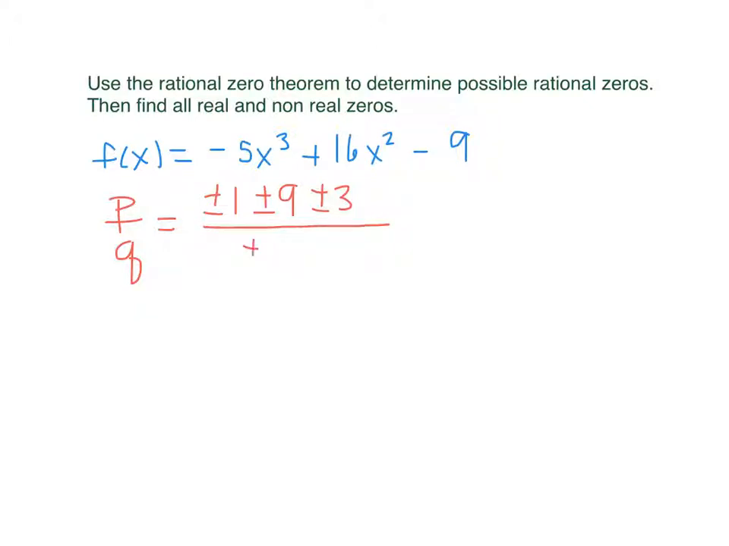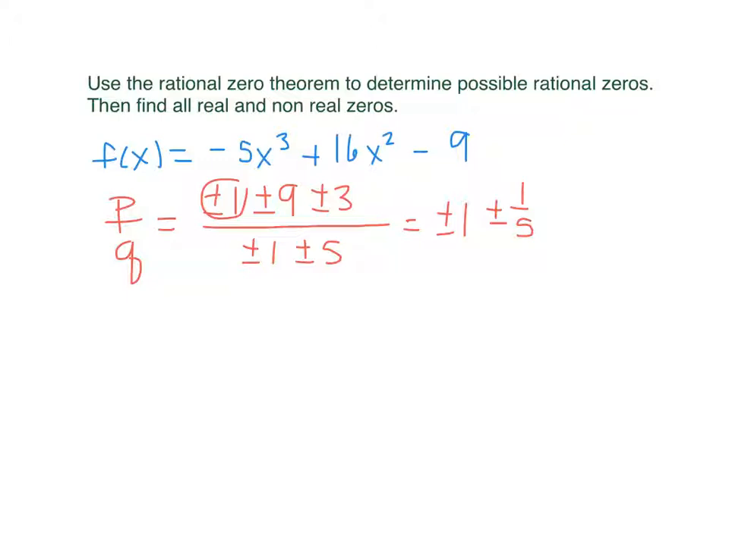So we get plus or minus 1, plus or minus 5. Okay, that's going to give us a little bit of a list of possible rational zeros. So we're just going to take that plus or minus 1 up here and put that over both possibilities from the denominator. So we get plus or minus 1 over itself, so plus or minus 1, plus or minus 1 over plus or minus 5, so we get plus or minus 1/5.